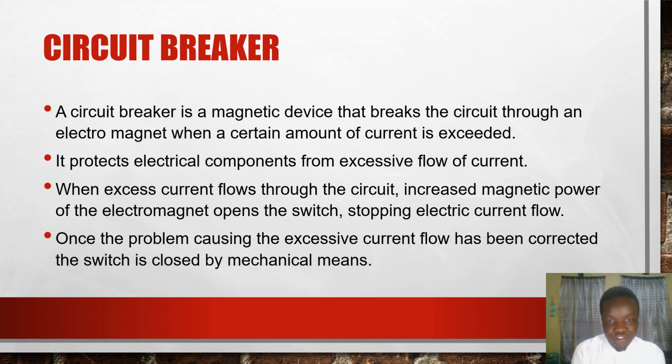When excess current flows through the circuit, the increased magnetic power of the electromagnet opens the switch, stopping electric current flow. Once the problem causing the excessive current flow has been corrected, the switch is closed by mechanical means.